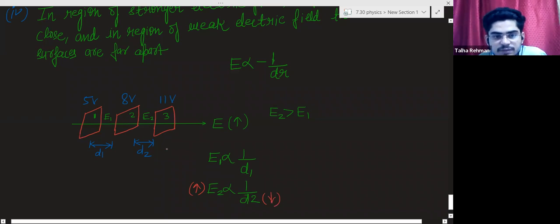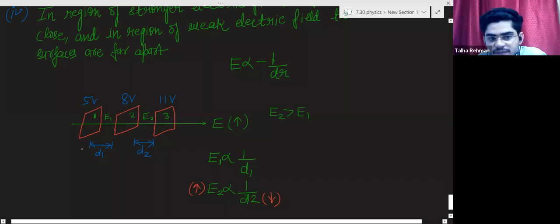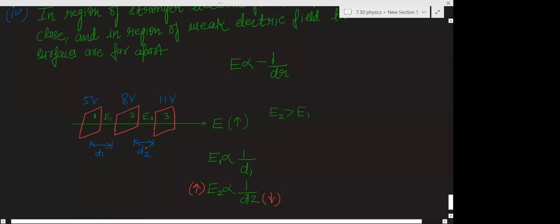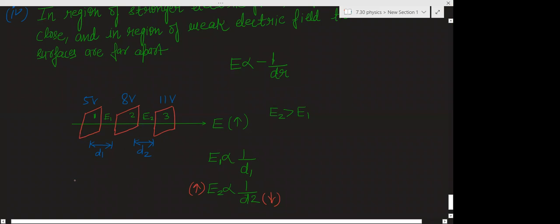If E2 is increasing, if E2 is more, then D2 will be less. E2 is greater now, so D2 should be less, which means D1 should be greater than D2. Simply you can say if the electric field is more, the distance is less. Here the electric field is more, the distance is less. Means D1 is greater than D2.